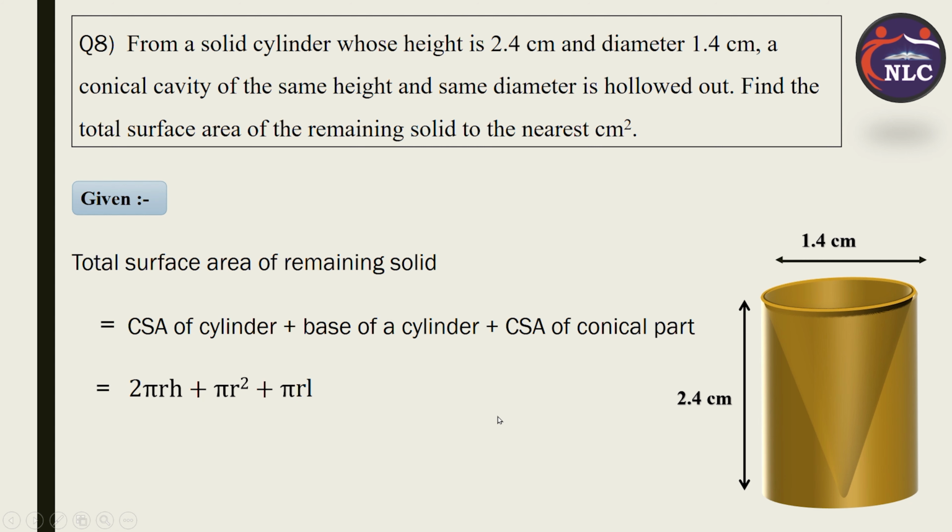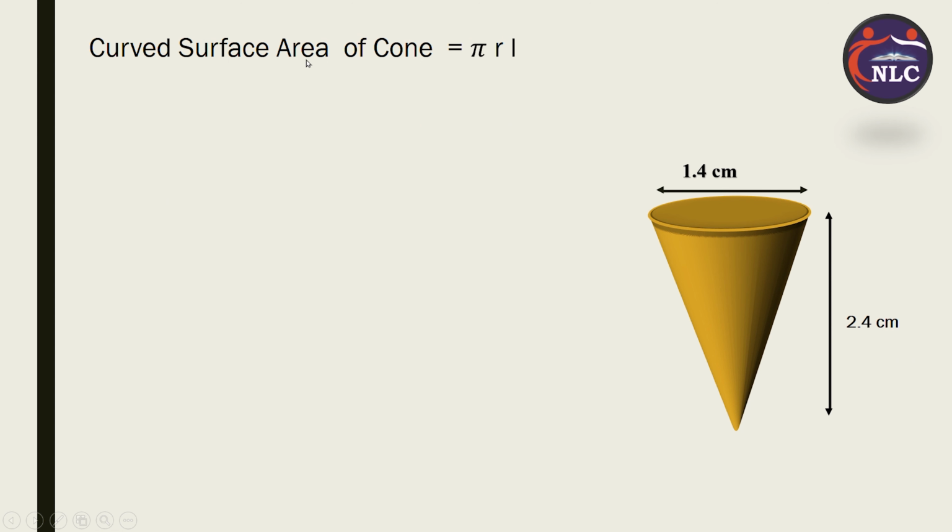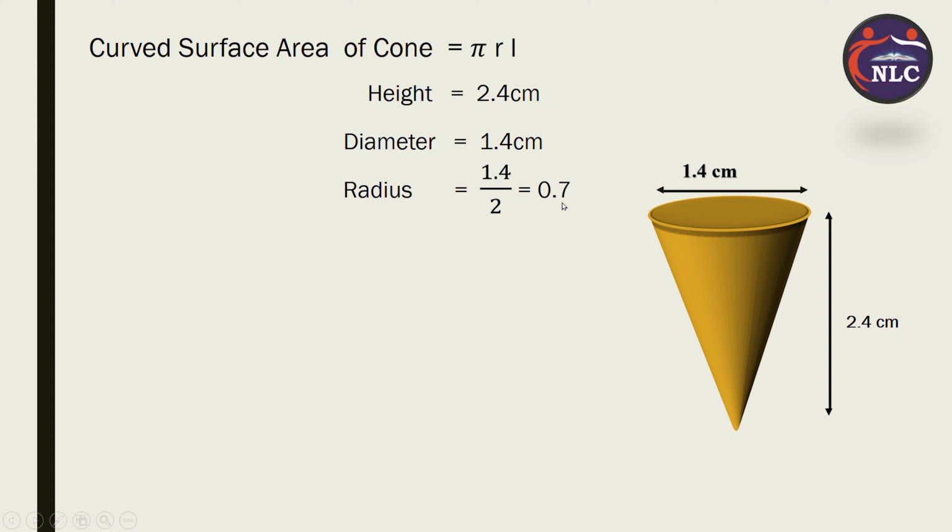Let us see what is given. Curved surface area of a cone is pi r L. Height is 2.4 centimeter and the diameter is 1.4 centimeter. So here we need the radius, that will be 0.7. Again we need the slant height. Slant height is not given. We'll take slant height L equal to under root r square plus h square. r is 0.7, and h is 2.4.